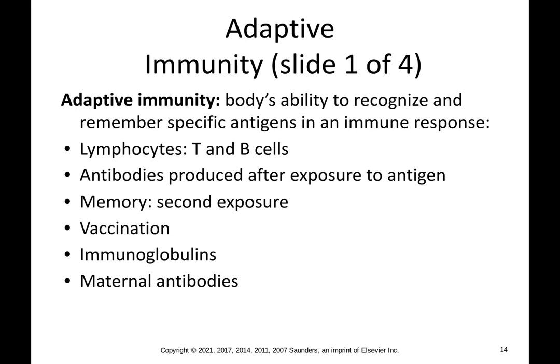Adaptive immunity is when the body has the ability to recognize and remember specific antigens in a specific immune response. So the T and B cells, lymphocytes, provide this. Antibodies that are produced after exposure to an antigen. There's memory, which is secondary exposure, vaccination, immunoglobulins, and also maternal antibodies can be passed from mother to baby.